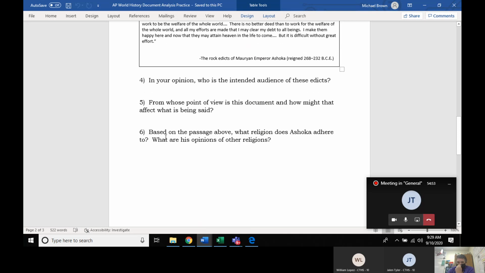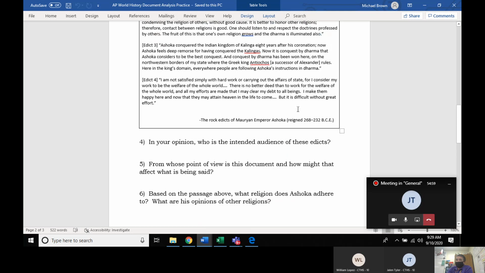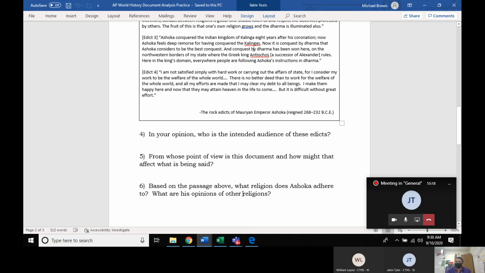And then number six, based on the passage above, what religion does Ashoka adhere to? What are his opinions of other religions? There is some terminology in here that, if you did your religions chart, you might recognize, and that'll lead you to know what religion Ashoka is all about. Plus, it's one of the key things that you were asked to know about Ashoka, what religion he was into and what he helped spread. And then the rest, you can just look at evidence.